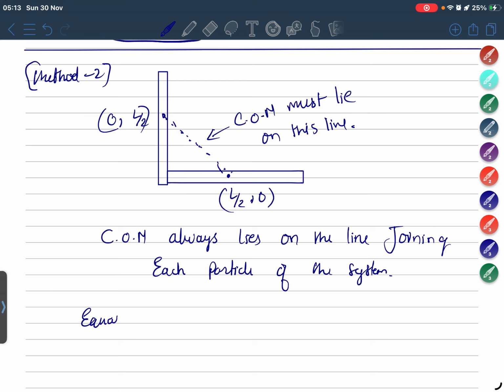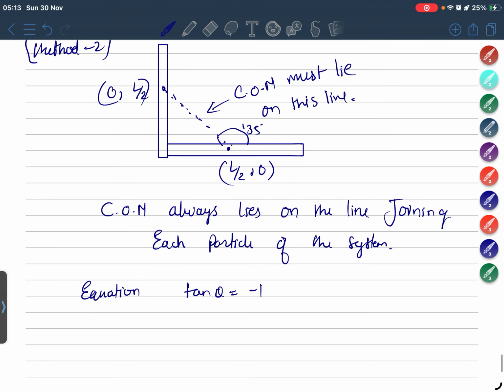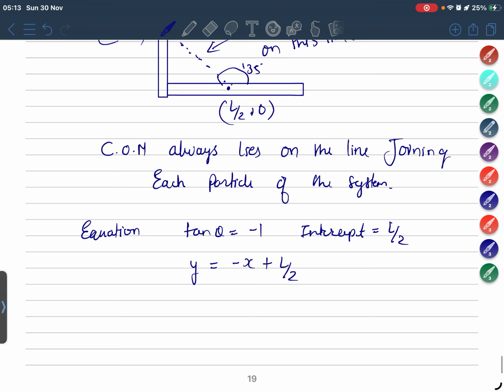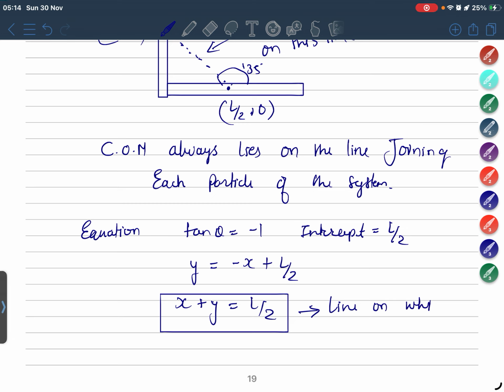For the equation of the line, tan theta will be -1, as it is making 135 degrees. And what will be the intercept? The intercept is positive L by 2. So the equation will be y equals -x plus L by 2, right? So from here x plus y equals L by 2. This is our line on which the center of mass should lie.